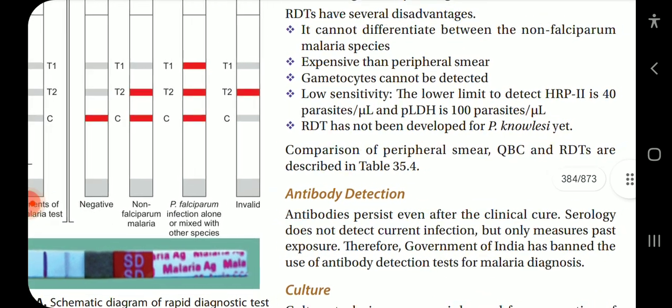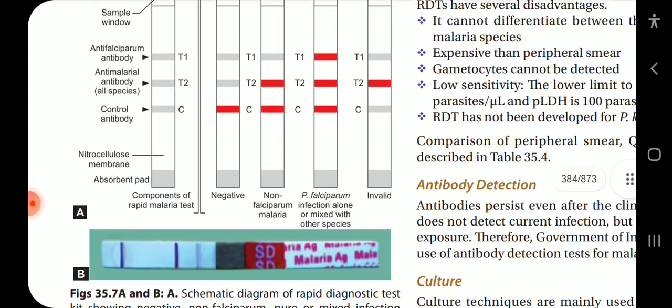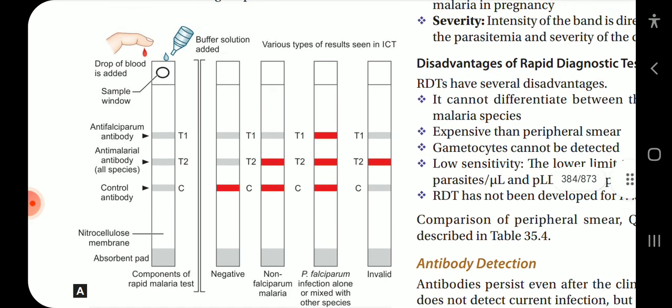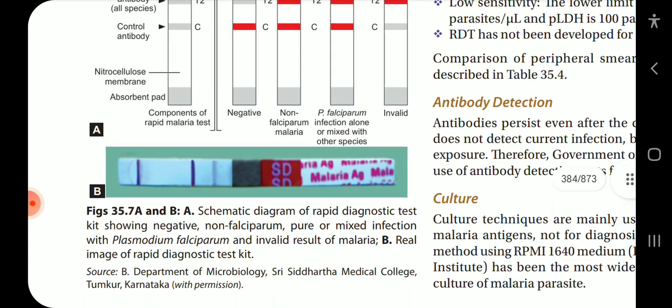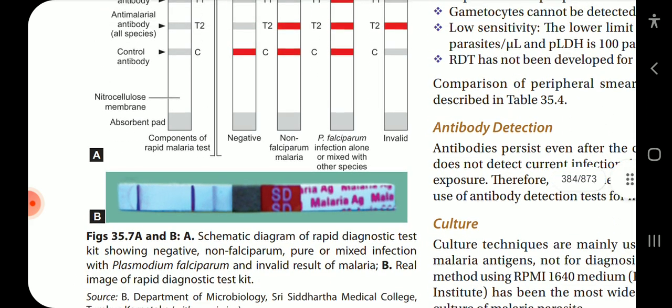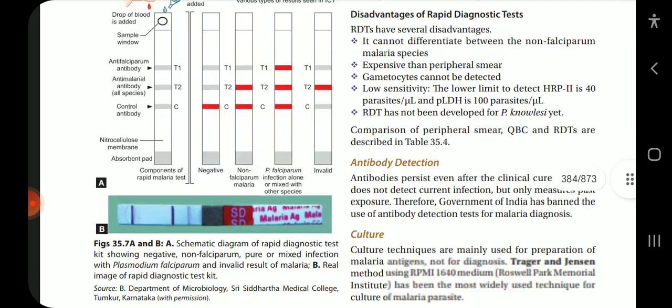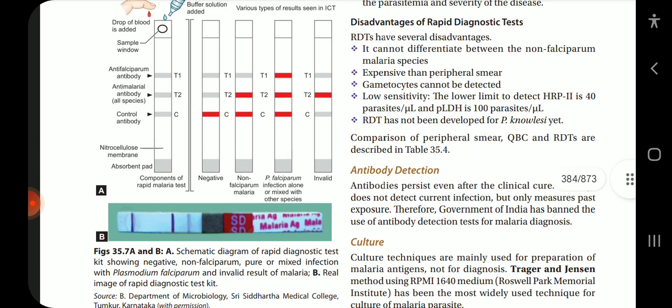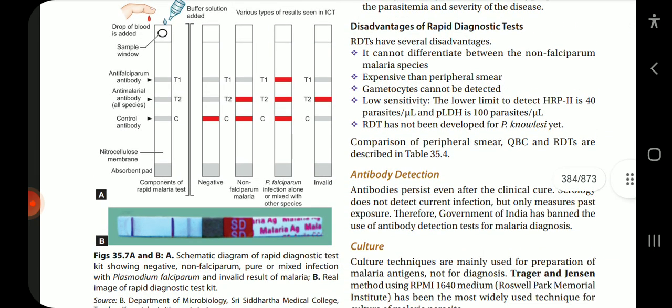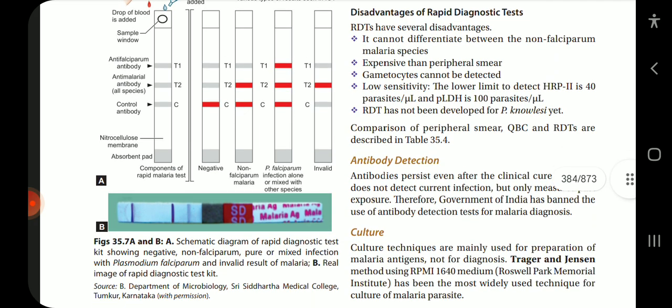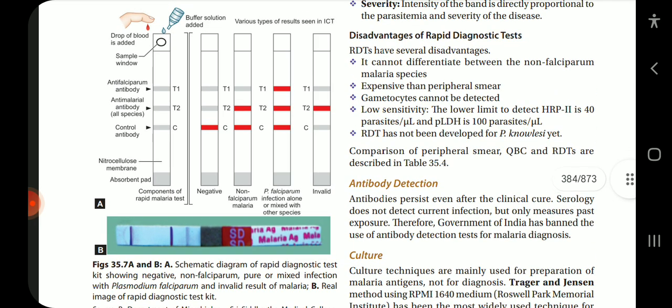Comparison of the peripheral smear, QBC and RDTs is described in this table. Now, in this figure we see the schematic diagram of the rapid diagnostic test kit showing negative, non-falciparum, pure or mixed infection with Plasmodium falciparum, and invalid result of malaria. In figure B we see the real image of the rapid diagnostic test kit.